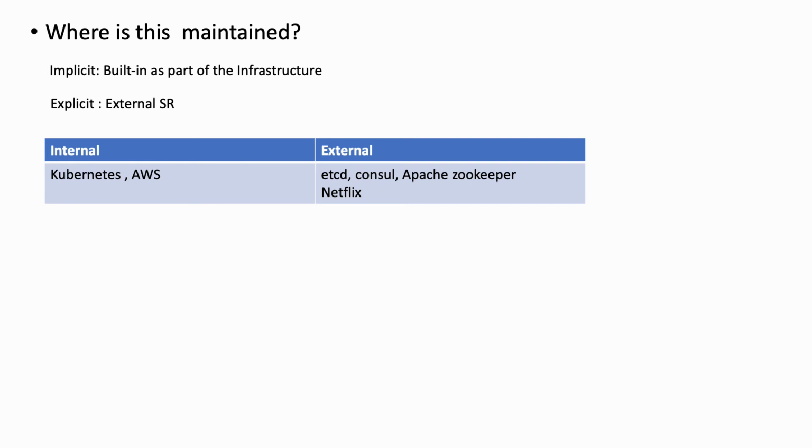So internally maintained by Kubernetes and AWS, we will be having internal, and for external there are a couple of tools available: etcd, Consul, Apache Zookeeper, Netflix. They are the external service registries. They use an external service registry and they maintain that.